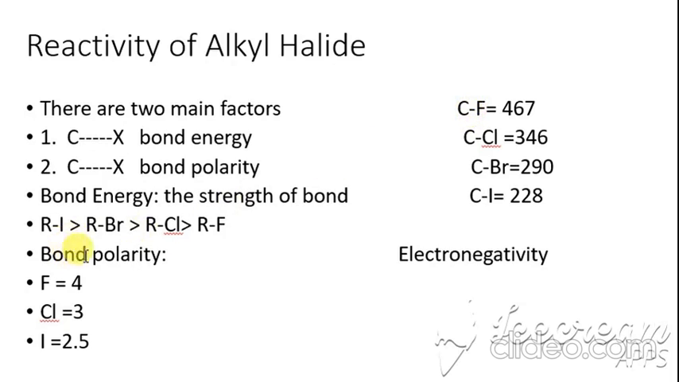Second is the bond polarity. If you discuss the bond polarity, what is polarity? Polarity arises due to the difference of electronegativity. For example, fluorine is the most electronegative, with electronegativity 4, chlorine has 3, iodine has 2.5. So the difference of electronegativity shows the bond polarity. If there is more difference, it's more polar. For example, if F is 4 and carbon is 2 point something, the difference is more. So in the case of bond polarity, you can say it's more reactive.